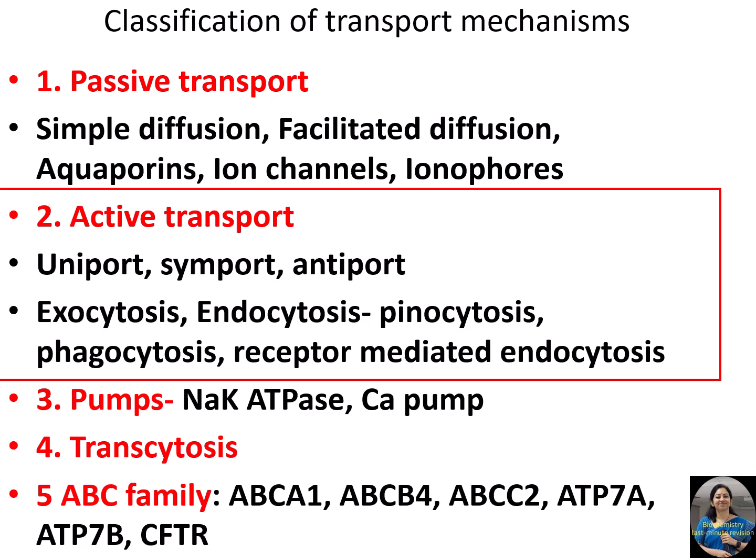This includes uniport, symport, antiport, exocytosis, and endocytosis. Endocytosis is again of three types: pinocytosis, phagocytosis, and receptor-mediated endocytosis. Third one are the pumps, which include sodium potassium ATPase, calcium pump. Fourth is transcytosis, and fifth is ABC transporters.